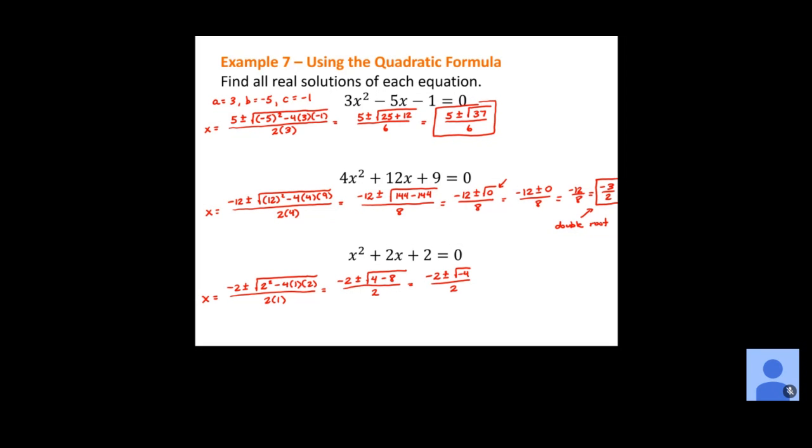Now, if we get a negative under the radical, at this point in the class, we're going to stop right there and say, wait a minute, we can't take the square root of a negative. This right here cannot happen. And so there are no real solutions to this equation. Now, that's not to say that there aren't any solutions to this equation, because eventually we will look at how to find those solutions, but there are no real solutions if you have a negative under your square root.